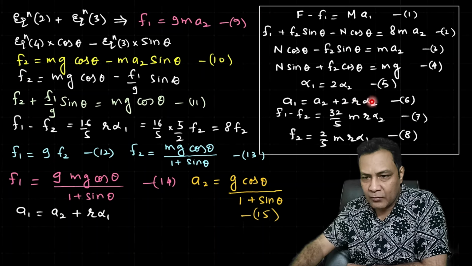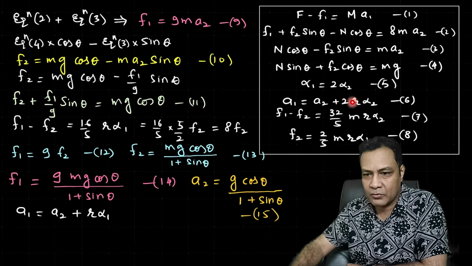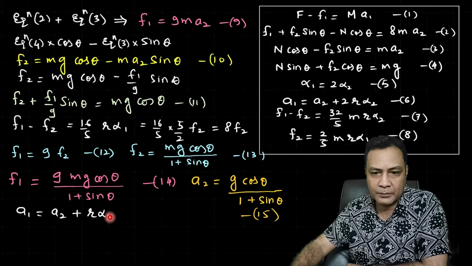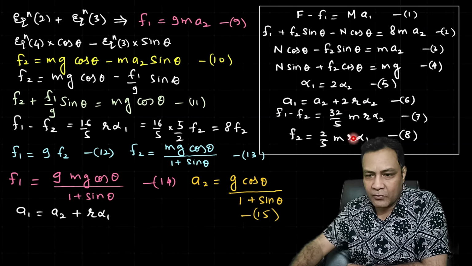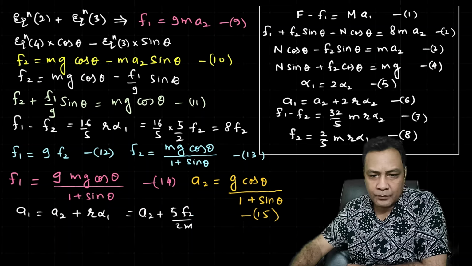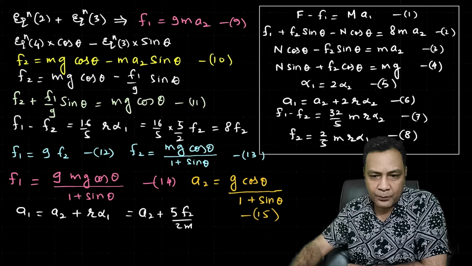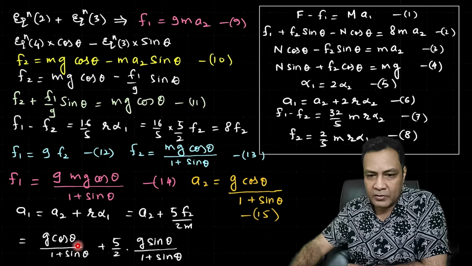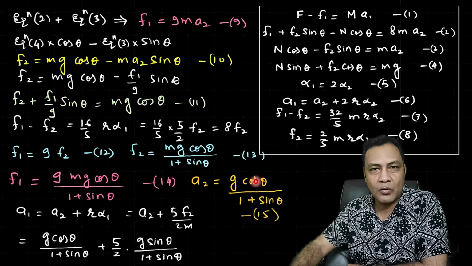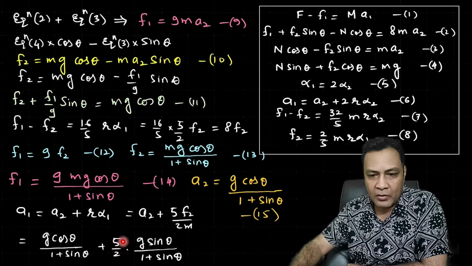And 2R alpha 2 is basically R alpha 1. See, 2 alpha 2 is equal to alpha 1. So 2R alpha 2 is equal to R alpha 1. And R alpha 1 from here is 5F2 by 2m. So A2 plus 5F2 by 2m. And put the value of F2 from here and A2 from here. So here I have written A2 from here, g cos theta upon 1 plus sine theta, and 5 by 2 F2 by m.